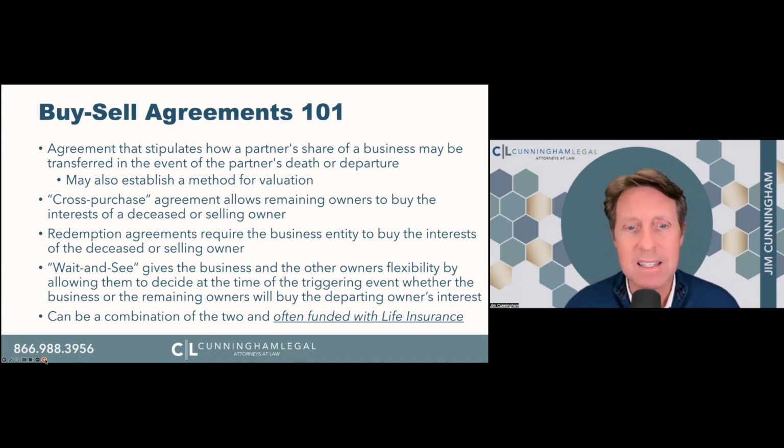Then there's a wait and see. And this is kind of the hybrid. That gives the business owner or other owners flexibility to decide at the triggering event, right? When the separation occurs, when there's an incapacity or death, that allows the remaining owners to buy out that person's share, or the business itself. And there might be some operational reasons why one partner might want to buy out another partner and incorporate that into their book of business. Again, that's called a wait and see.